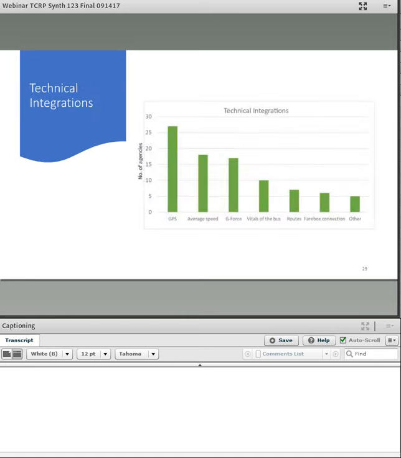So then also, with all this technology out there, things are linked to each other. They're on systems. They're integrated. The information comes off the bus at the end of the day, taking the whole health of the bus, including all the maintenance items and also video images. Other things that are integrated with these cameras are GPS, average speeds of the bus, the G-force, the vitals of the bus, the routes, the farebox connection, and then there are some other things too.